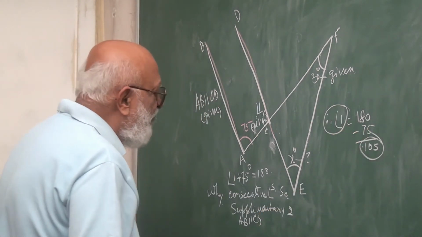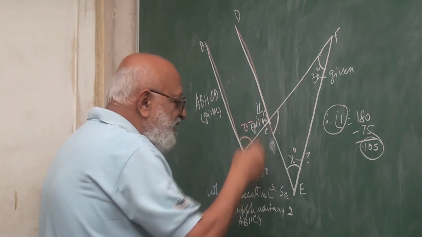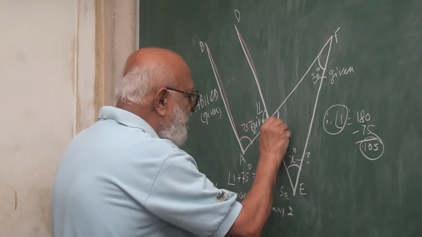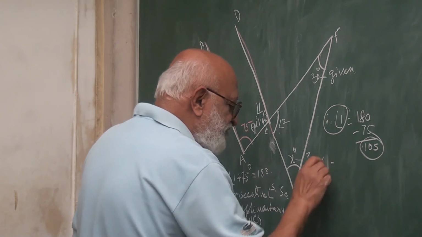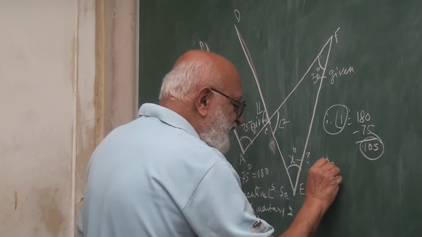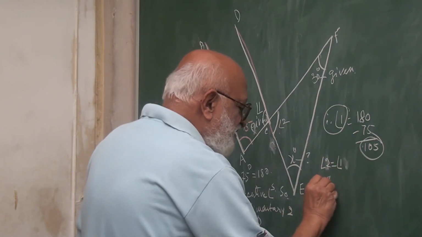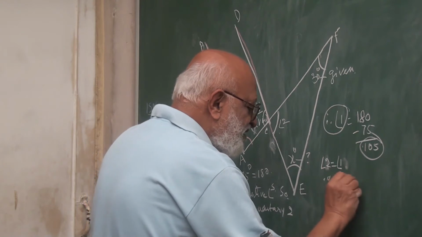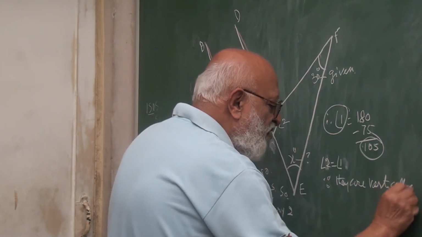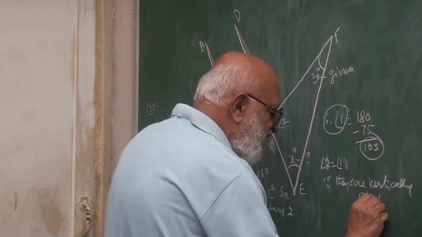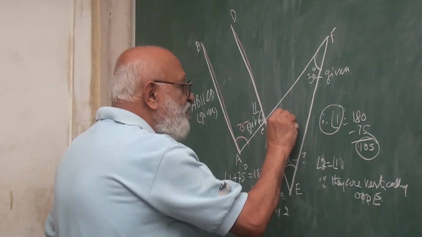If I know angle 1 is 105, then I know this vertically opposite angle. Let me call it angle 2. Angle 2 is equal to angle 1 because they are vertically opposite angles. Done? So I got angle 2. It is 105.